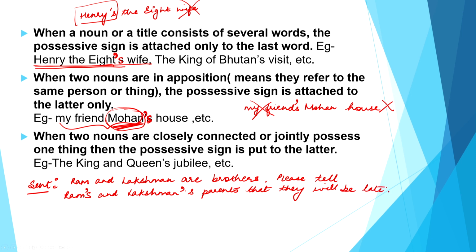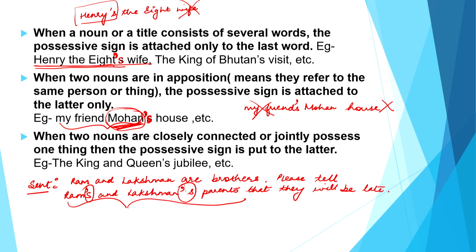Now, for example, Ram and Lakshman are brothers. Please tell Ram's and Lakshman's parents that they will be late. So, is this sentence correct? No, this sentence has a grammatical error. Here we have used separate possession for Ram and Lakshman.